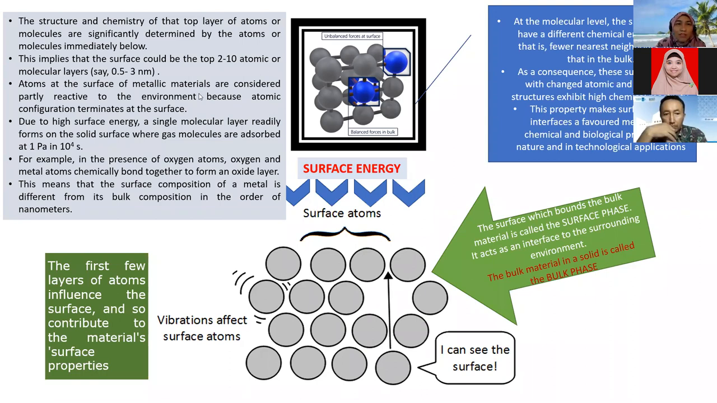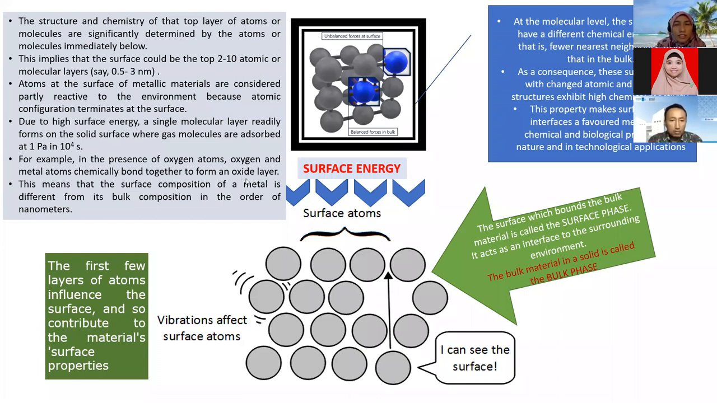The structure and chemistry of the top layer of atoms or molecules are significantly determined by the atoms or molecules immediately below. This implies that the surface could be the top 2 to 10 atomic or molecular layers. Atoms at the surface of a metallic material are considered partly reactive to the environment because the atomic configuration terminates at the surface. Due to the high surface energy, a single molecular layer readily forms on the solid surface where gas molecules are adsorbed. Okay, I will show you after this. Just relax. When I write adsorb, you find out adsorption. For example, in the presence of oxygen, metal atoms chemically bond to form an oxide layer.